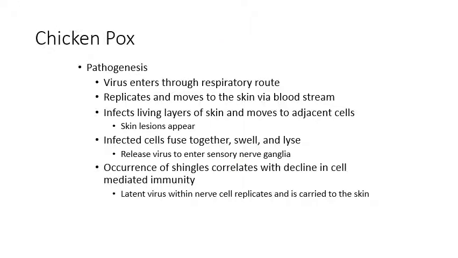Okay. So as far as the pathogenesis here, chickenpox enters through the respiratory route, so you inhale droplets with the virus, and they move from the respiratory system through the bloodstream to the skin, right? So that's how they arrive on the skin and then begin to cause those lesions. It causes these cells to swell and lyse and fuse together. So these kind of large cells then burst, and that's what causes those pustules on the surface.